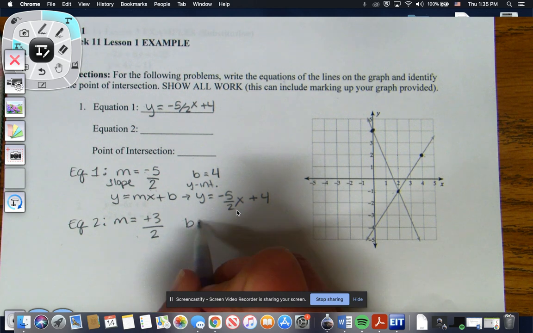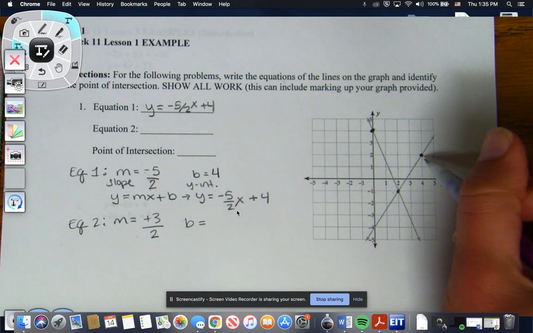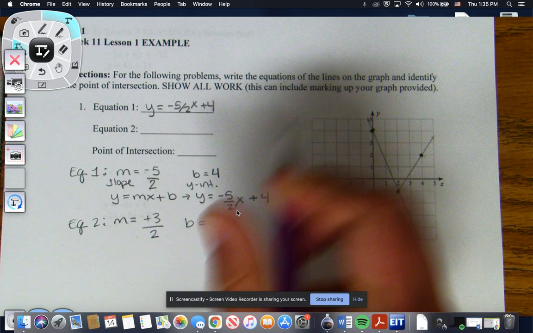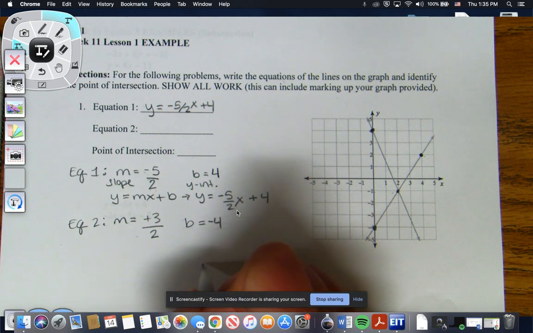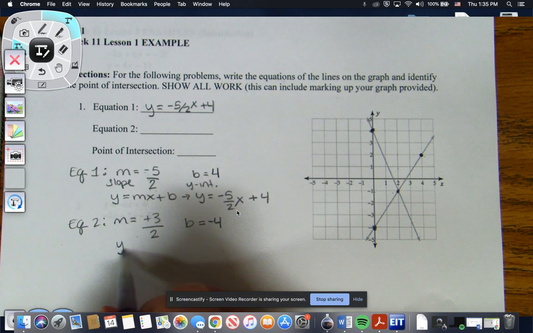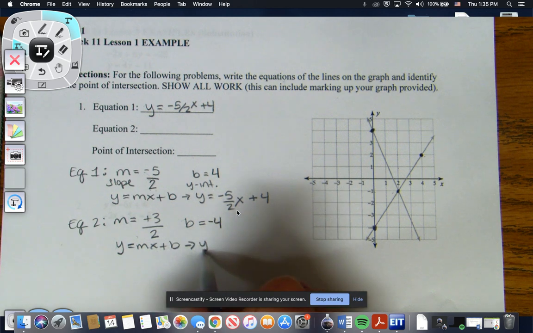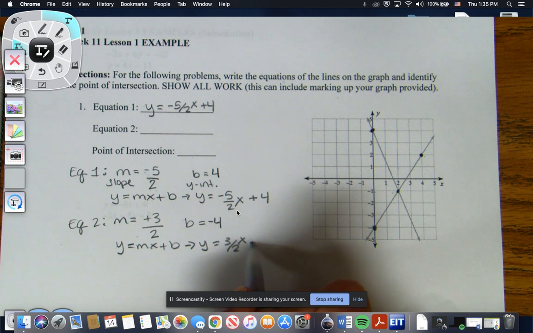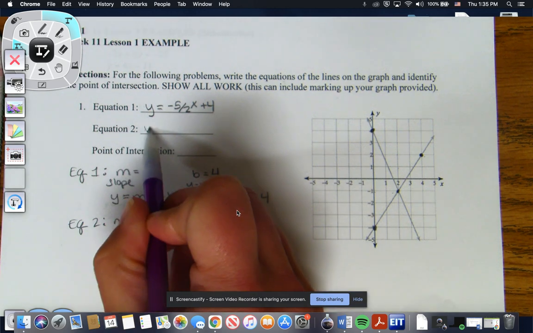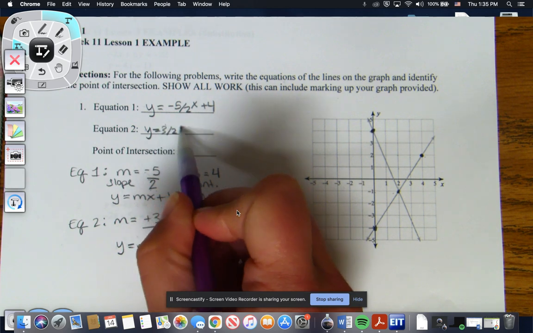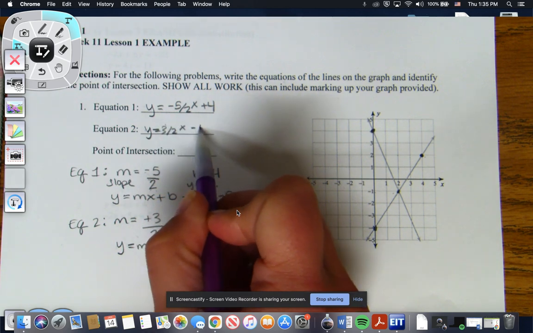And now I'm going to identify my y-intercept. So I'm looking where this line meets my y-axis. That's right here at -4. So then this is -4. So that means my equation is y equals 3 over 2x minus 4. So up here, I would write y equals 3 over 2x minus 4.